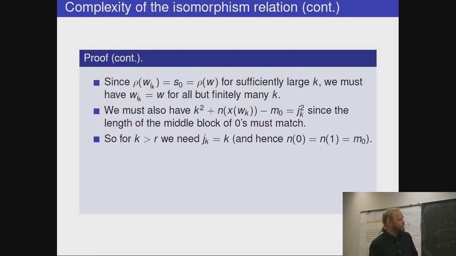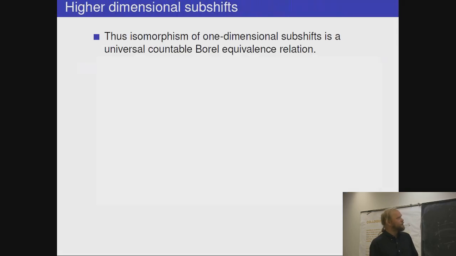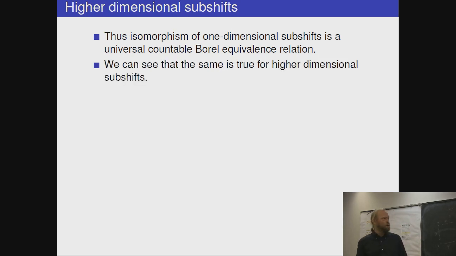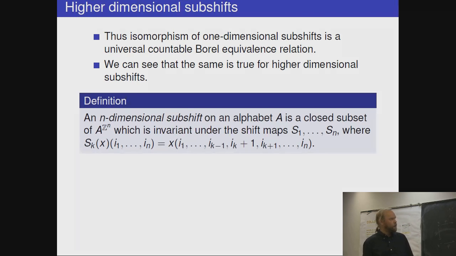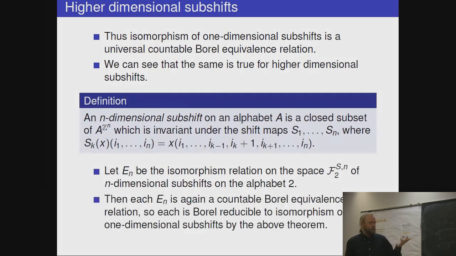But let me skip through this. Okay, so allegedly I told you how to prove this, at least maybe some idea of this. So this tells us this is a universal countable Borel equivalence relation. We can go a little bit beyond this if we look at what we call n-dimensional subshifts. It actually is going to have the same complexity. These are all universal countable Borel equivalence relations because they're all countable again. It's fairly straightforward to see they're at least as complicated as the one-dimensional case.